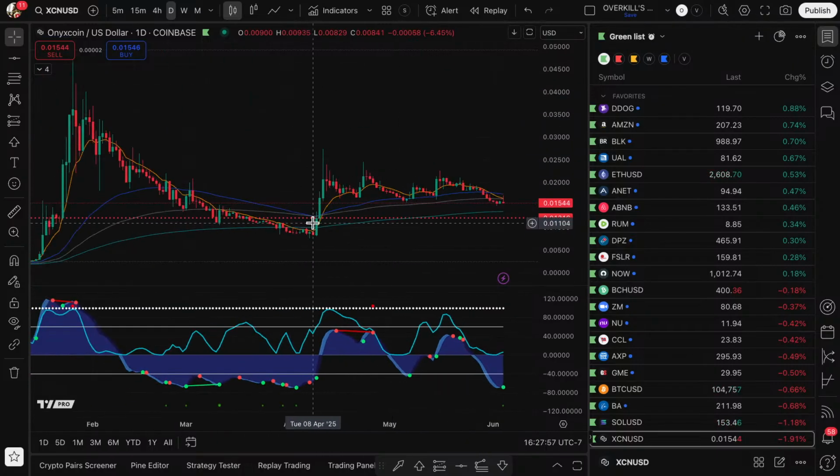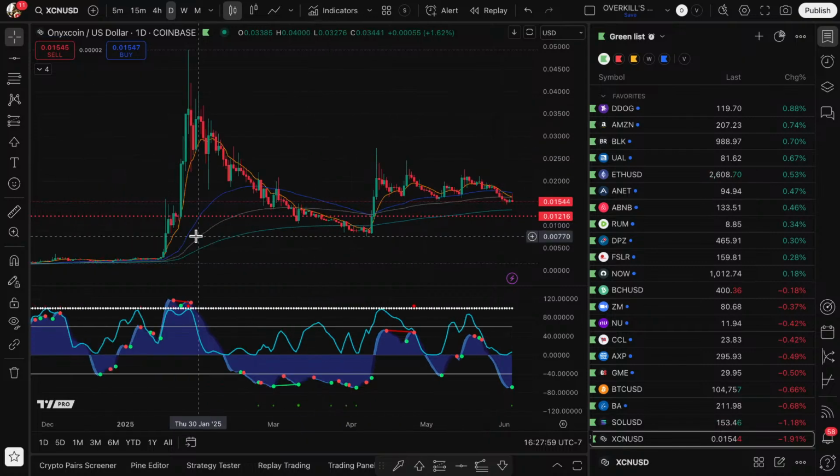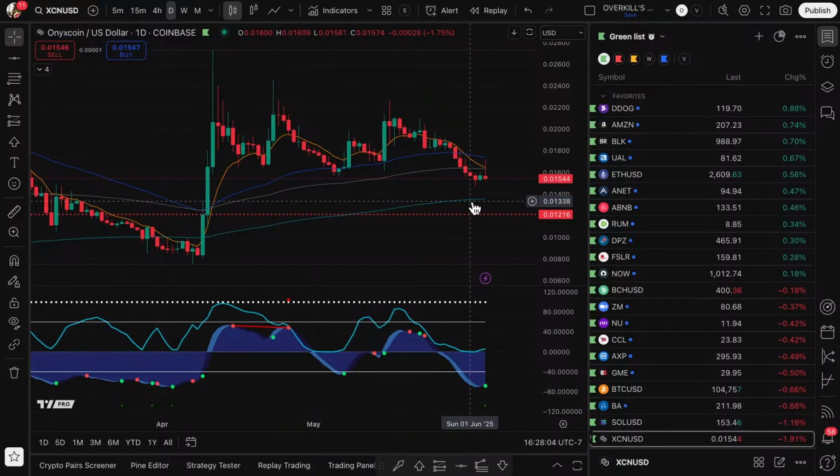You can see how it pulled back into that 200 there. It bounced, had a big run up, pulled all the way back, bounced. It can do the same thing. It can pull right back into the 200 here. Okay, as long as it holds 0.012, that's fine.